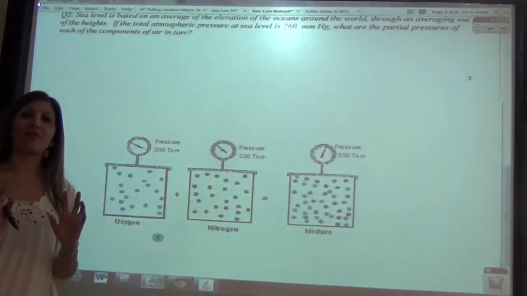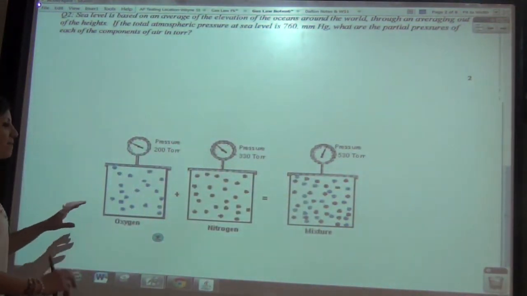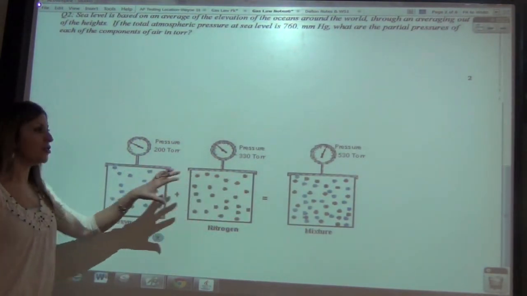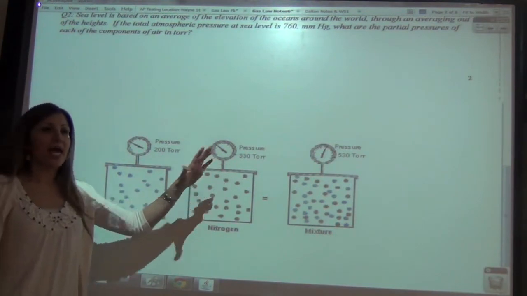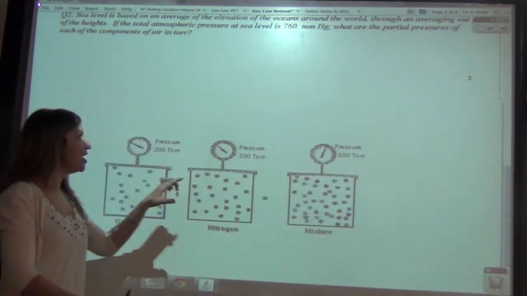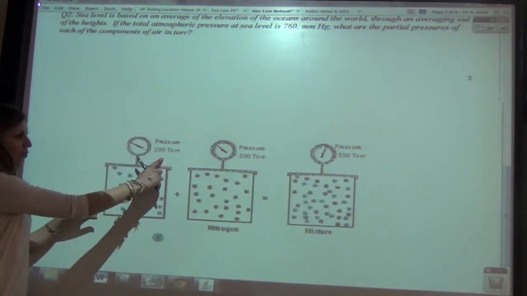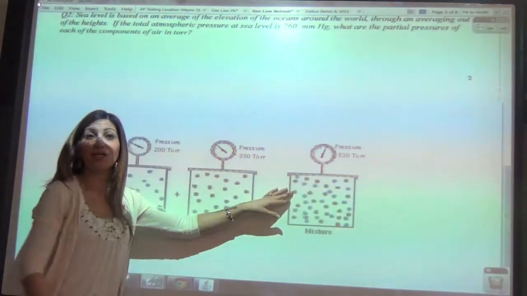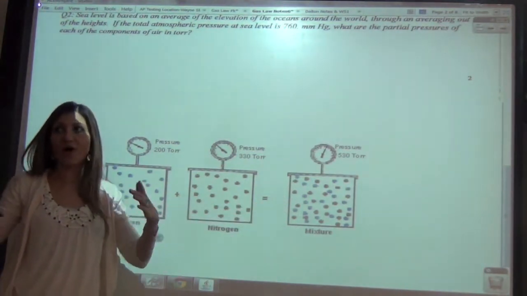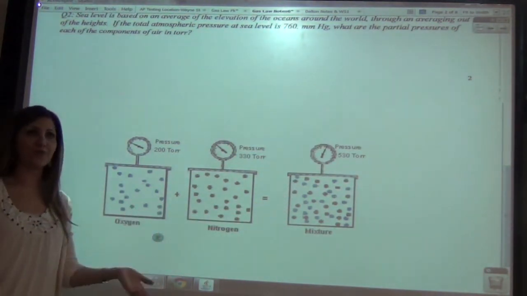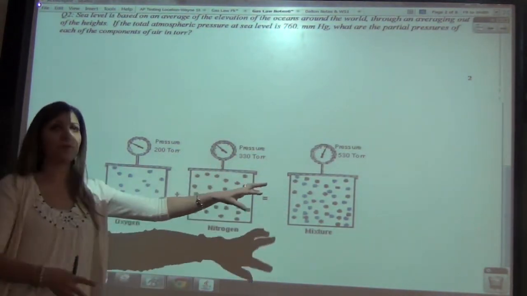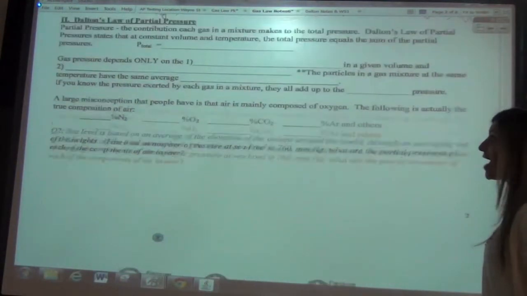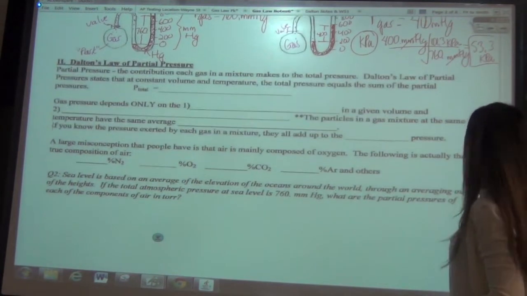The main idea of what Dalton's law says is this. If you have two separate gases, and you know the pressure of each one, and you mix those gases together, all you have to do to get the total pressure is add the pressure of the first one and the pressure of the second one together. That's all that Dalton's law states. And you could have 3 gases, 4 gases, 6 gases.